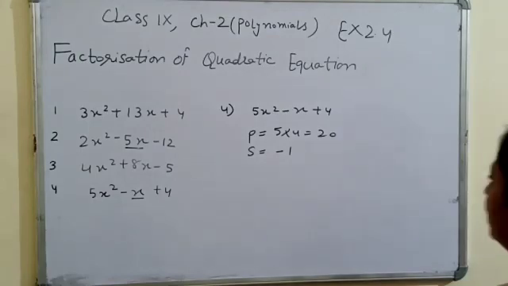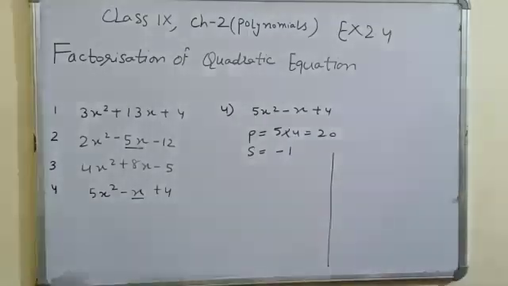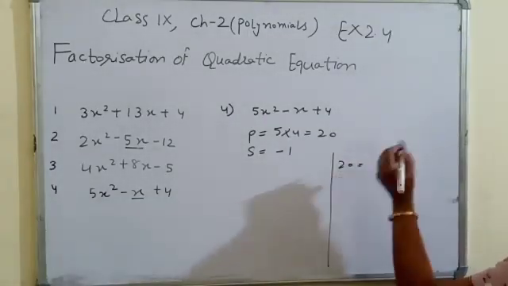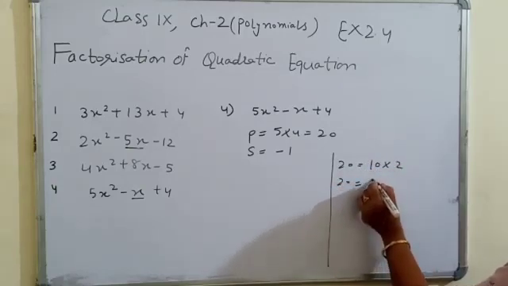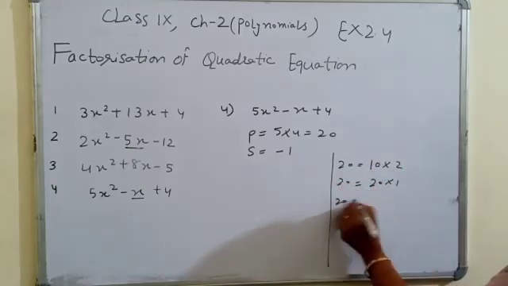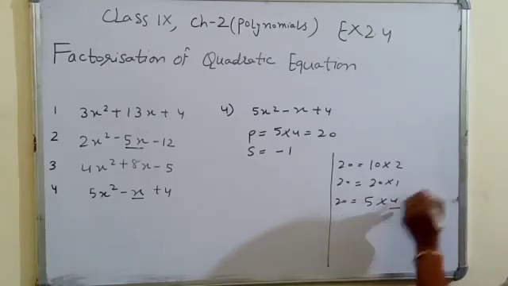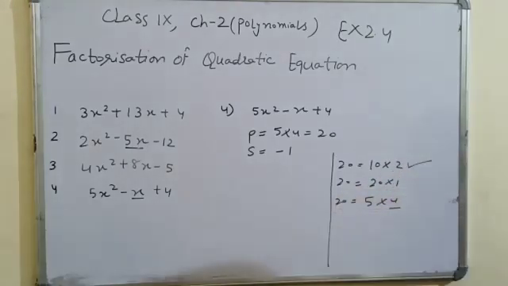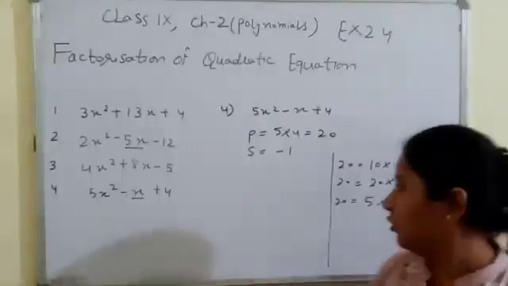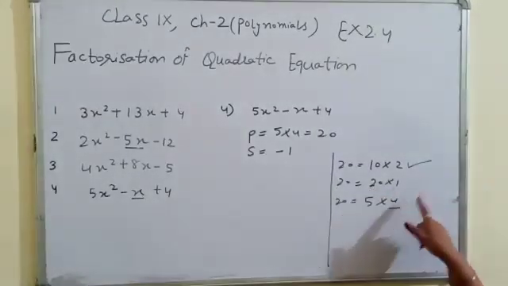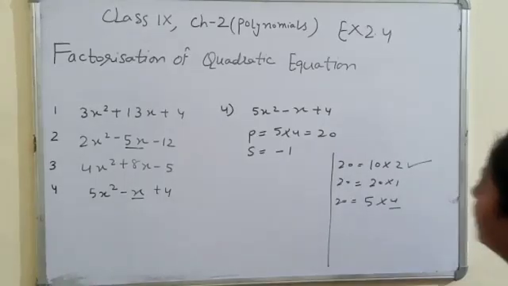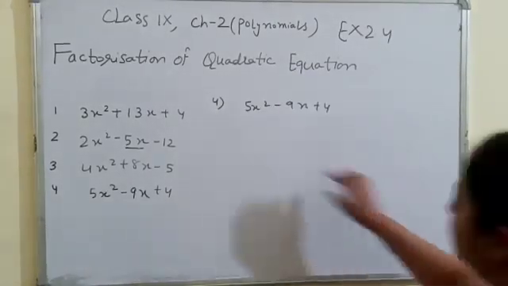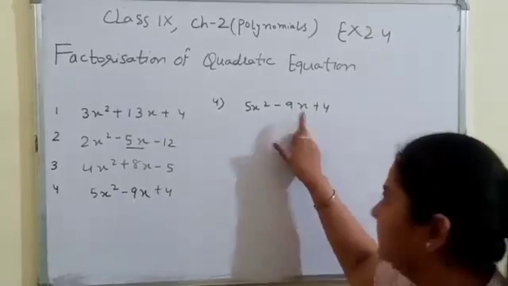Let's figure out. 20, again, 10 into 2, 20 into 1, 5 into 4. Minus 10 and minus 2, this is minus 12, not applicable. Minus 20 and minus 1, this is also not applicable. And in this question 4, here is one correction, you have to write 9x here.